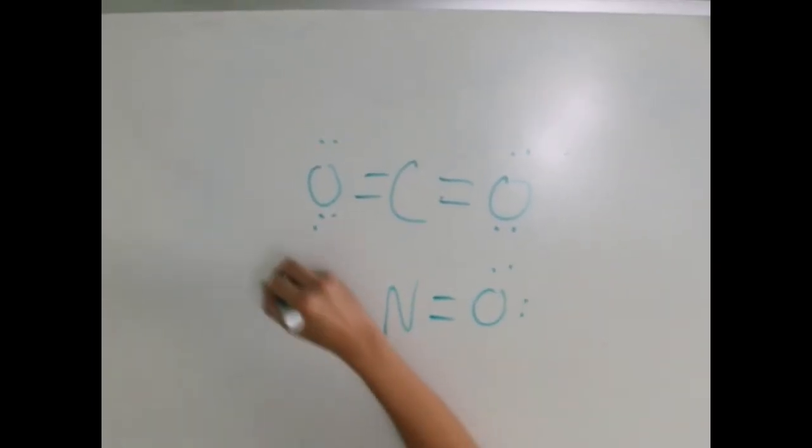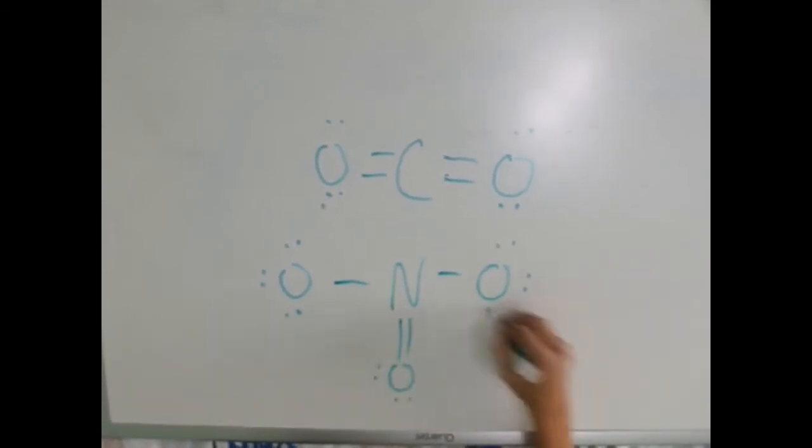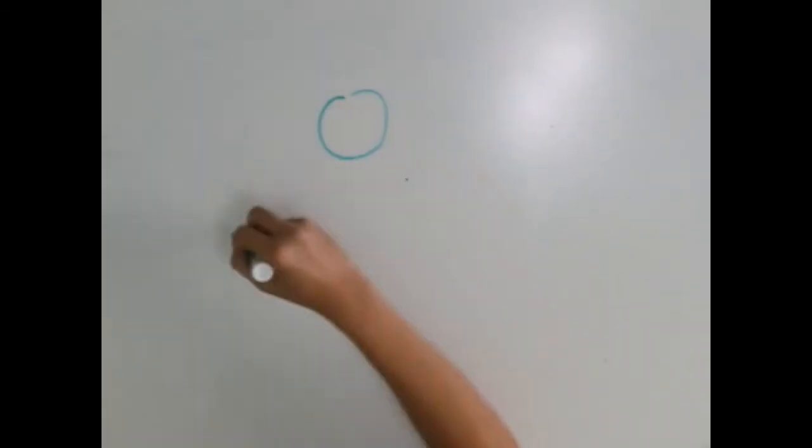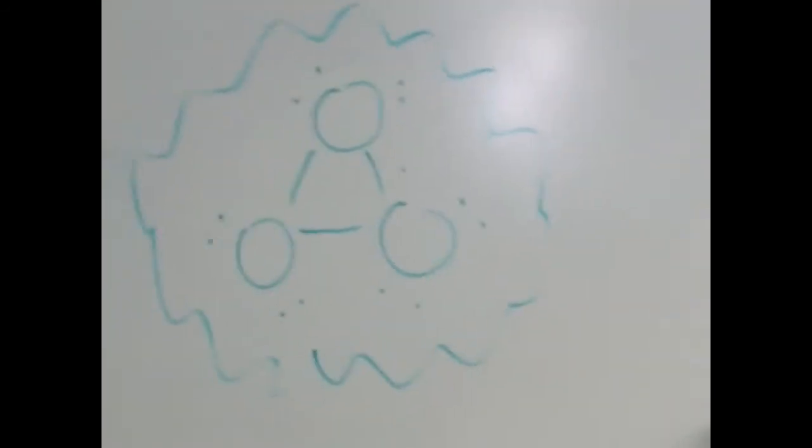Nitrogen trioxide has resonant structures. But we've discovered a new type of bonding. Behold, the Trinity bond. But it is highly unstable because of the formal charges on each oxygen atom.